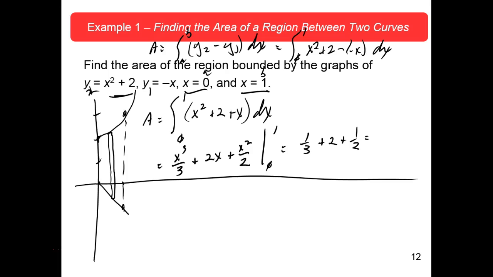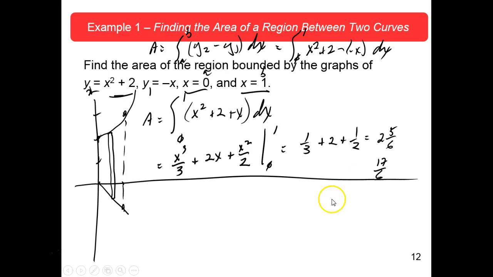Okay. What's 1/3 plus 1/2? 5/6. 5/6. 2 and 5/6. Or if you want to write it as an improper fraction, that would be 17/6. Let's see what the book did. Oh my goodness, they did 17/6. Way to go. Any questions on that?